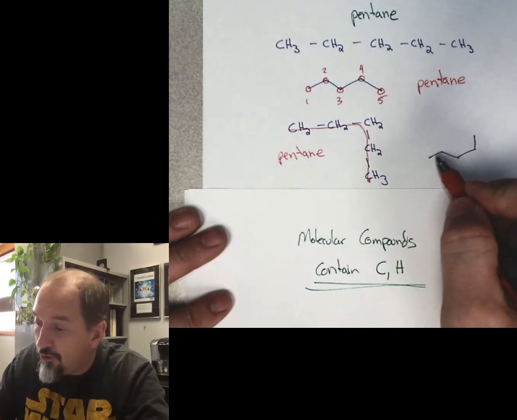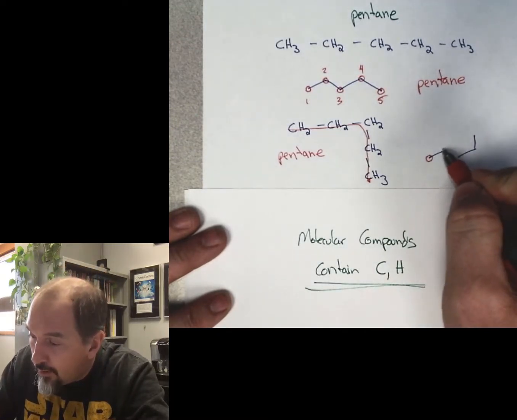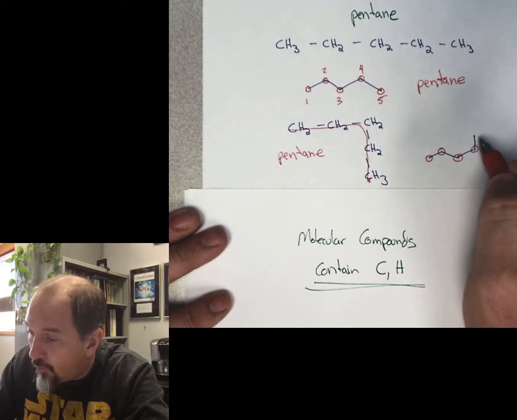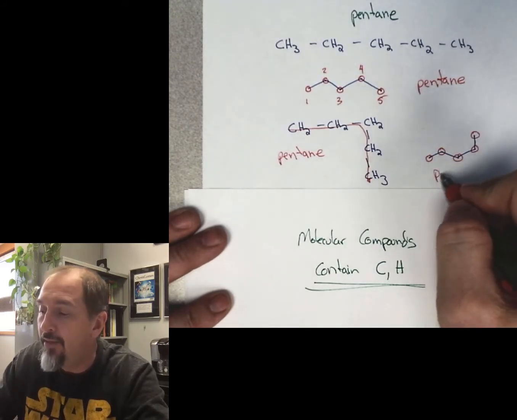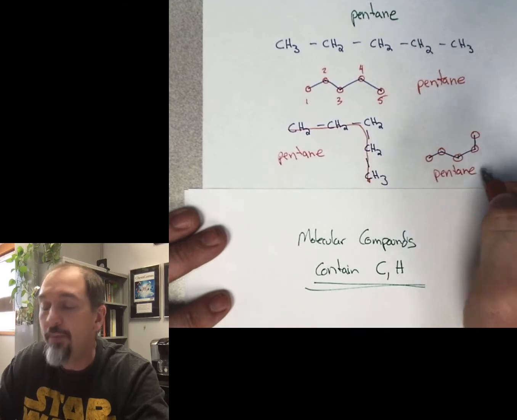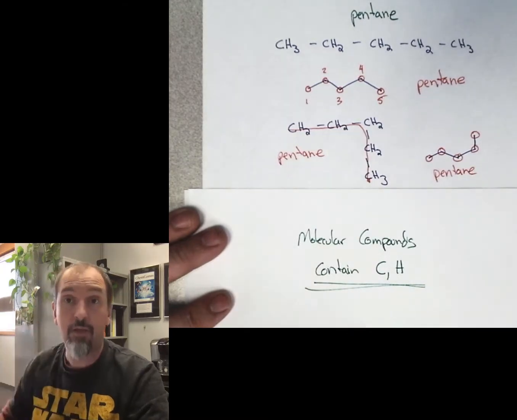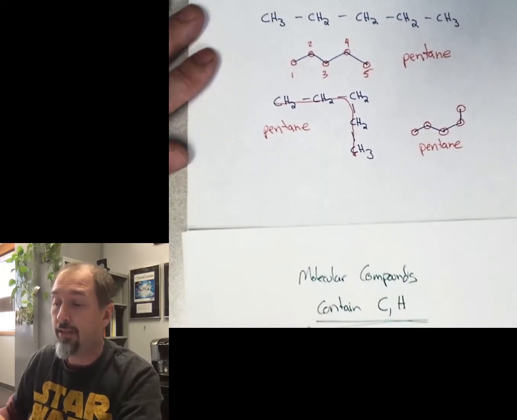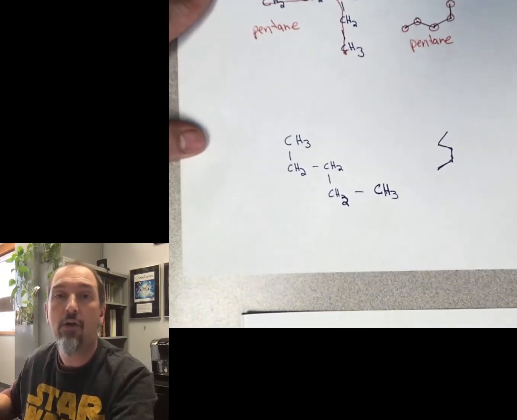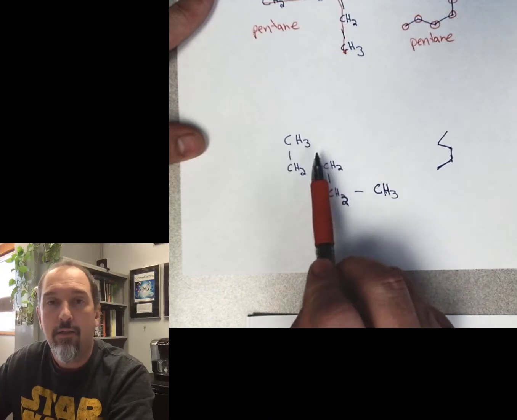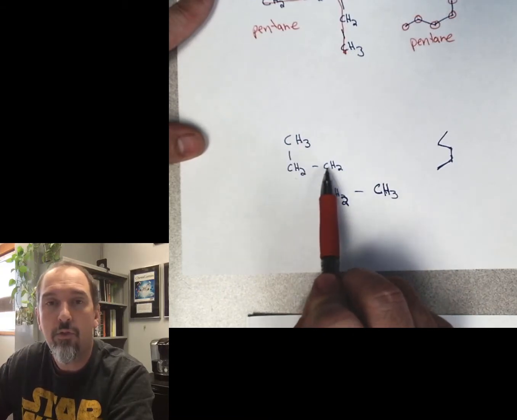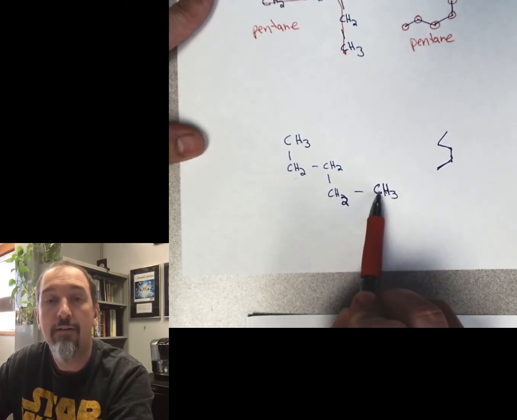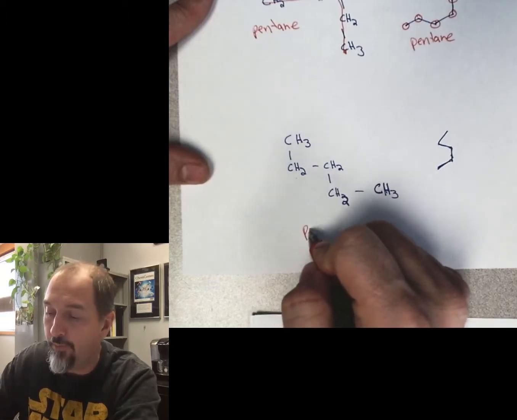Okay? Here's a skeletal formula again. 1, 2, 3, 4, 5. Pentane. Doesn't matter what shape they're in. 5 carbon atoms all in a line. If you can draw a straight line through them, they're all in a line. Okay? Doesn't matter how complicated we get. Here's 1, 2, 3, 4, 5. So this will also be pentane.